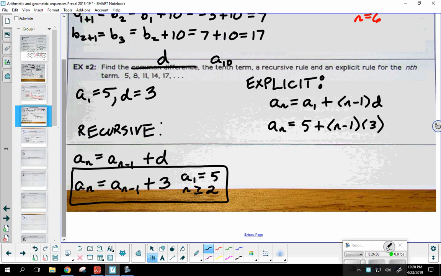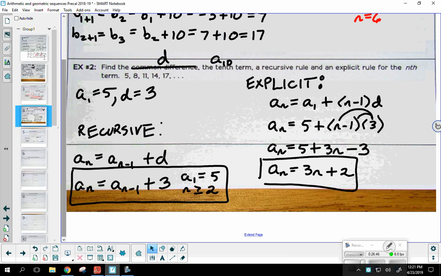And then all we have to do is a little bit of simplifying, and you have a formula that will get you whatever term you want. We'll even go back in just a second and check the recursive formula to see if it works. So how would I simplify this? Because we never want to leave it like that. We always want an mx plus b. Distribute the 3. So this would be a sub n equals 5 plus 3n minus 3. So the nth term would be 3n plus 2. The 5 minus 3 gives me plus 2. There we go.